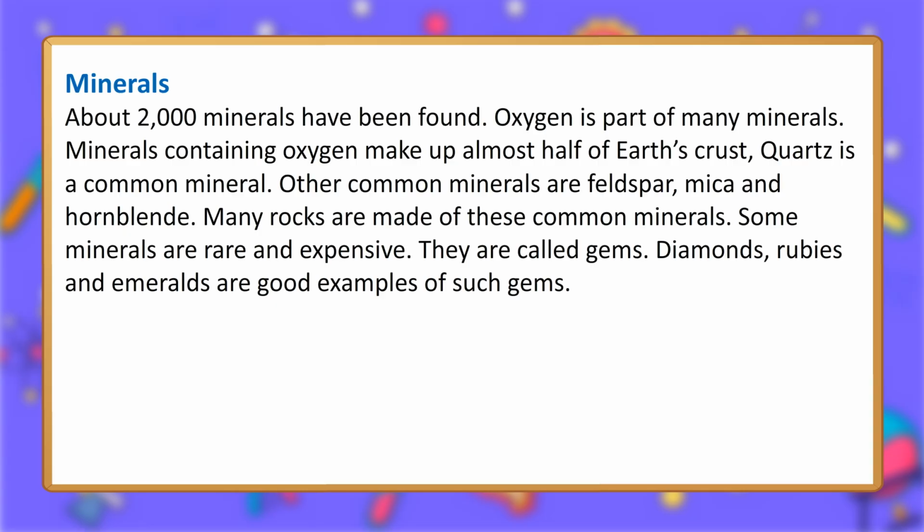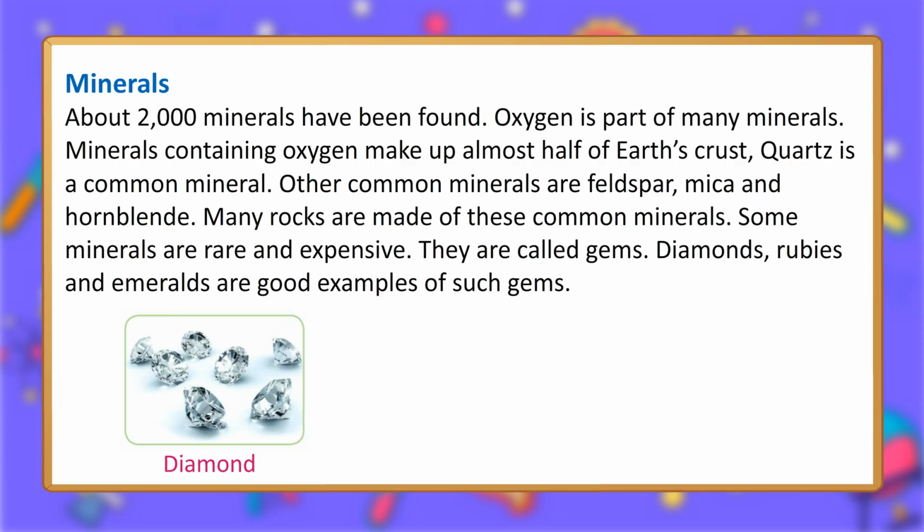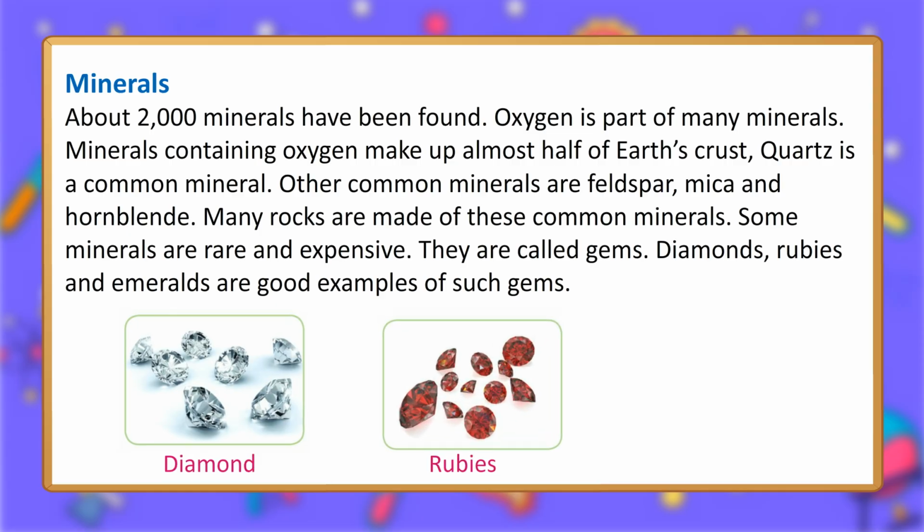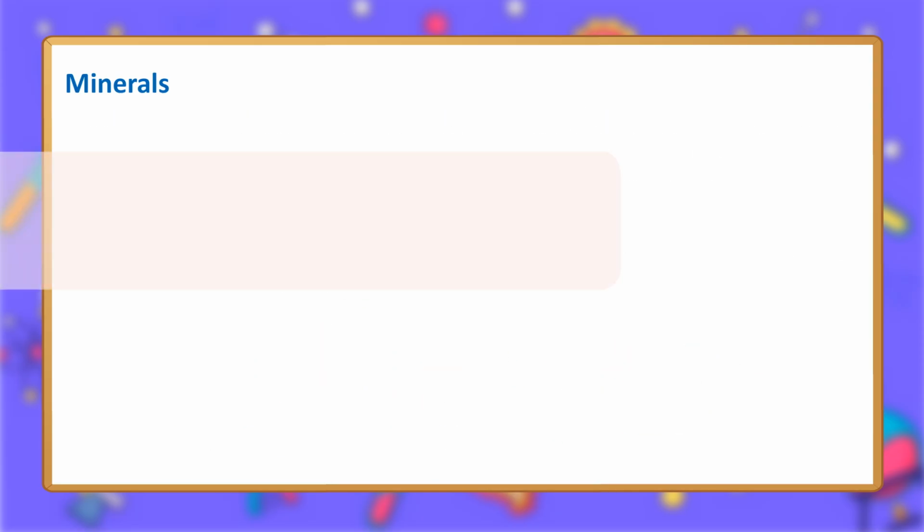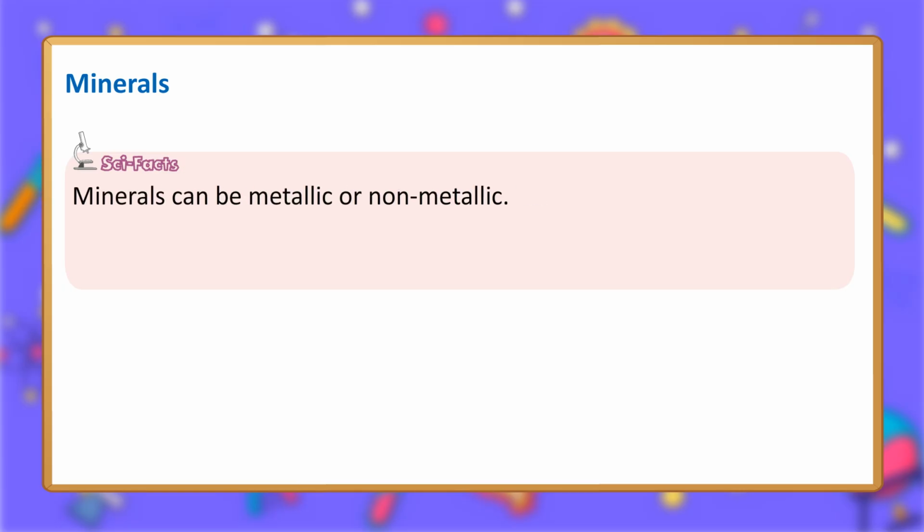Quartz is a common mineral. Other common minerals are feldspar, mica and hornblende. Many rocks are made of these common minerals. Some minerals are rare and expensive. They are called gems. Diamonds, rubies and emeralds are good examples of such gems.